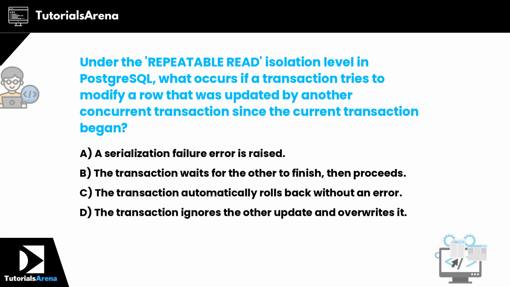Under the repeatable read isolation level in PostgreSQL, what occurs if a transaction tries to modify a row that was updated by another concurrent transaction since the current transaction began? The correct answer is option A. A serialization failure error is raised.